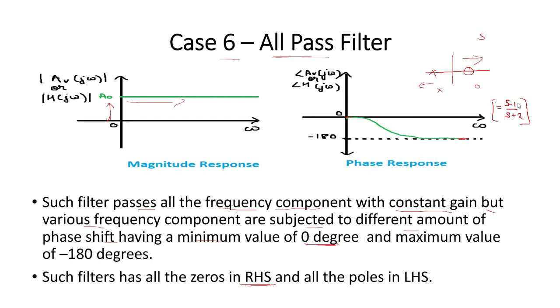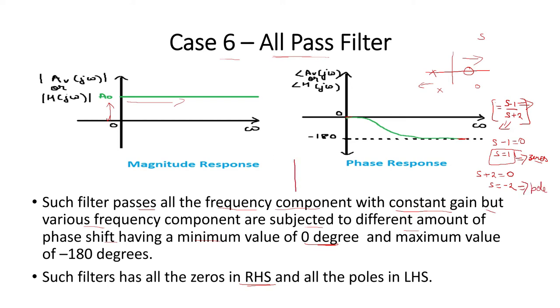So here the numerator gives zeros and the denominator gives poles. So here the numerator is put equal to 0: s minus 1 is equal to 0, means s is equal to 1. So this is our zero. And then if you put the denominator equal to 0, you will get s is equal to minus 2. So this is our pole.